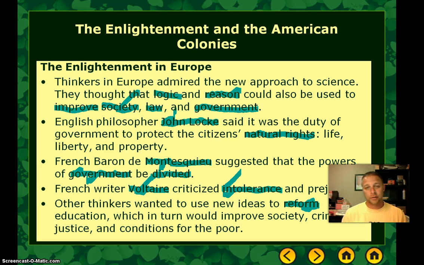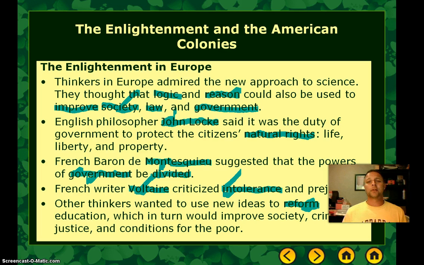John Locke was one of these philosophers, a British philosopher, and he believed in the idea of natural rights. It was the duty of the government to protect citizens' natural rights, specifically life, liberty, and property. French philosopher Baron de Montesquieu believed in separation of powers. Voltaire, another Frenchman, criticized intolerance and prejudice. He specifically talked about freedom of speech and religious freedom.